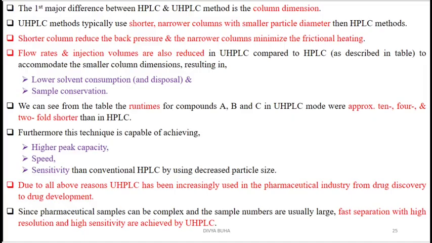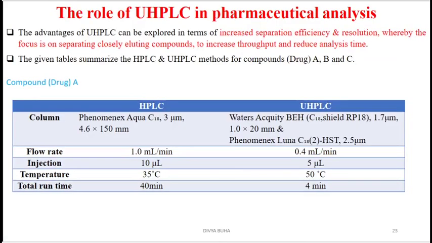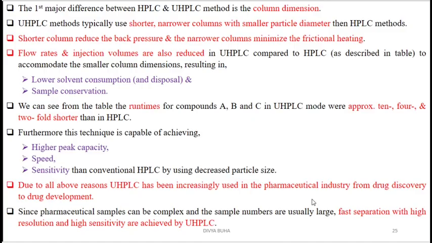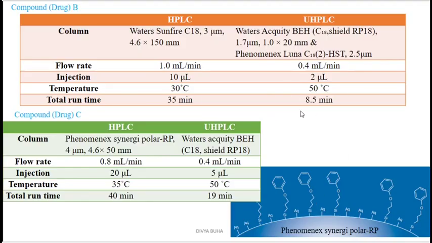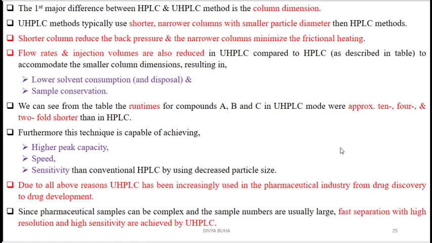Now the next thing is the runtime. We have already seen in the previous three tables that the runtime is very lesser in UHPLC. Over here it is 10 folds lesser, right? Over here it is 4 folds lesser, and over here it is 2 folds lesser as compared to HPLC. So runtimes are always lesser in UHPLC, and due to this the sample throughput increases, which means that in less time you can analyze more number of samples.